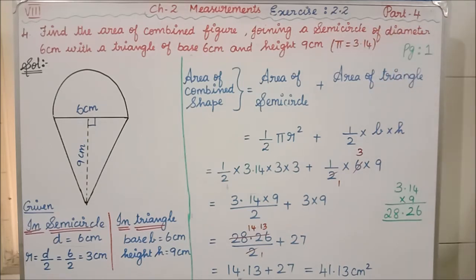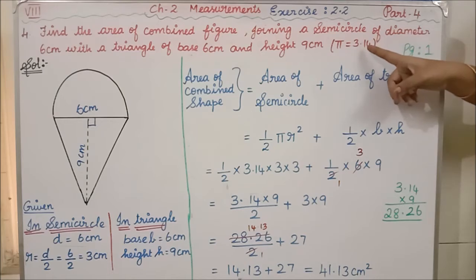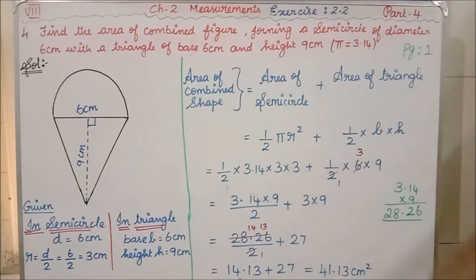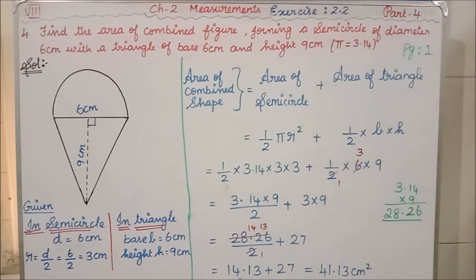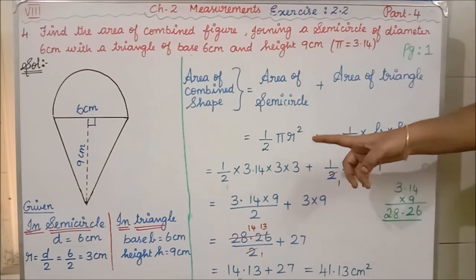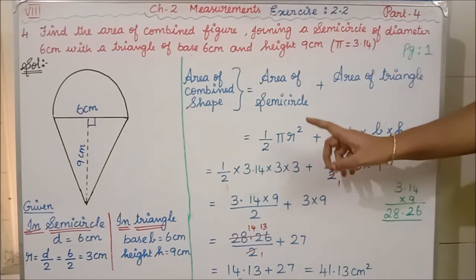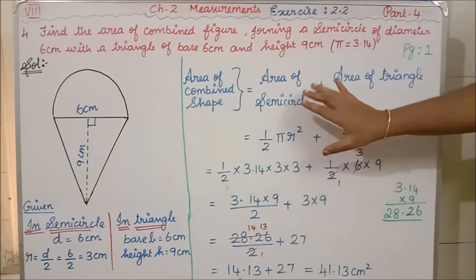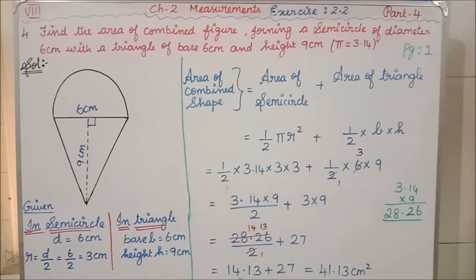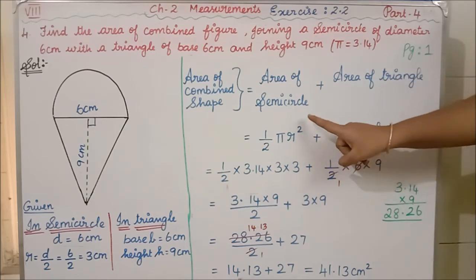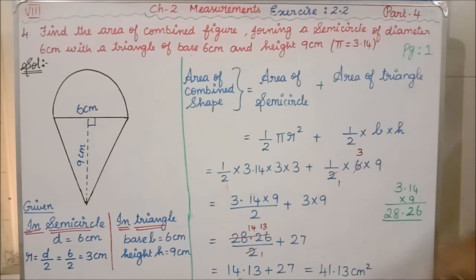3.14. Students, whatever pi value they have given in the question, that same pi value only you have to use. If they say the pi value is 22 by 7, then you have to use 22 by 7. If they are saying 3.14, then you have to use 3.14 alone. Clear? So 1 by 2 into pi, that is 3.14, into radius. Radius of the semicircle, what we have found there, r is 3. Since we have r square, I have written 3 into 3.